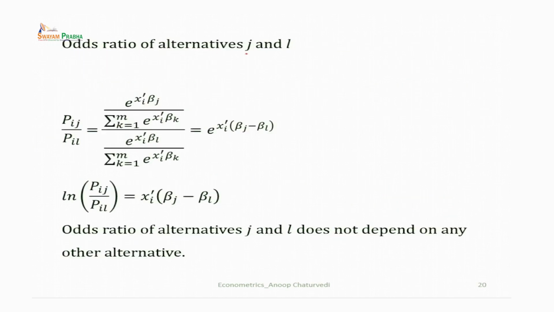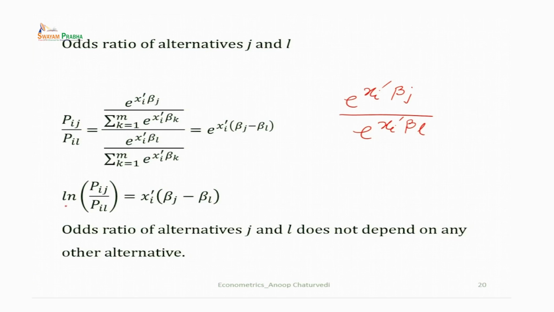Then the odds ratio of alternatives j and l is, say you take p_ij divided by p_il. Now, p_ij is equal to e to the power x_i transpose beta_j divided by summation over k e to the power x_i transpose beta_k, upon e to the power x_i transpose beta_l divided by summation over k e to the power x_i transpose beta_k. Again, this term will cancel out. So, finally, you obtain e to the power x_i transpose beta_j divided by e to the power x_i transpose beta_l. So, this is equal to e to the power x_i transpose (beta_j minus beta_l). And if you take log of p_ij upon p_il, this is equal to x_i transpose (beta_j minus beta_l).